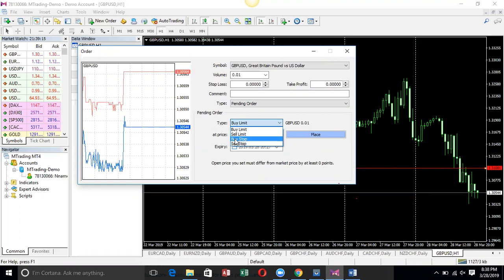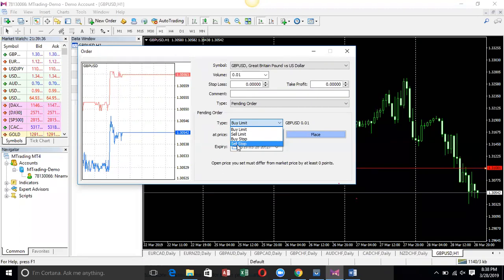Let me take it again. Buy stop. This is used when you want to buy above the current market price. Are we following? Sell stop. This is used when you want to sell below the current market price. That is what? Sell stop.